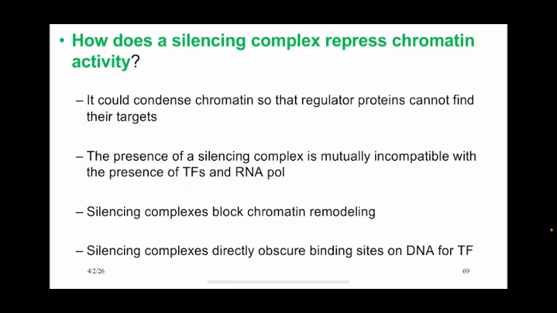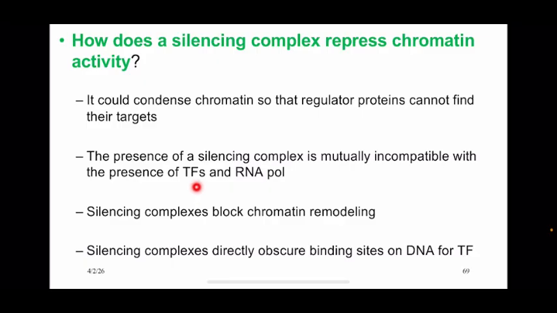How does a silencing complex, like the siRNA plus the RITS and the Argonaute and everything, repress chromatin activity? So one way is it could condense the chromatin so that the regulator proteins cannot find their regulatory points. Also, the presence of the complex itself is mutually incompatible with the presence of transcription factors. So when the silencing complex is available, transcription factors cannot bind to the chromatin.